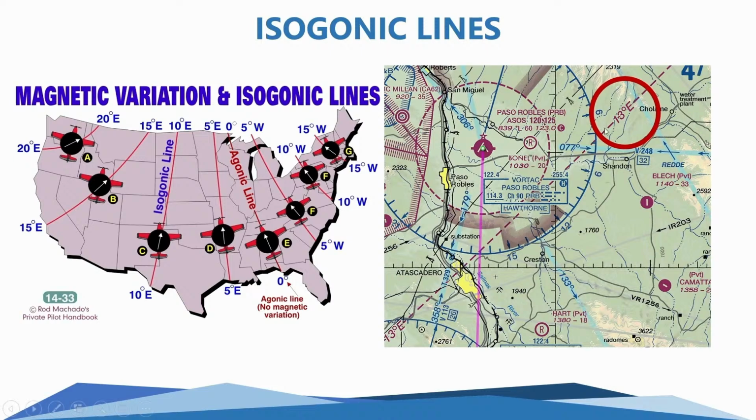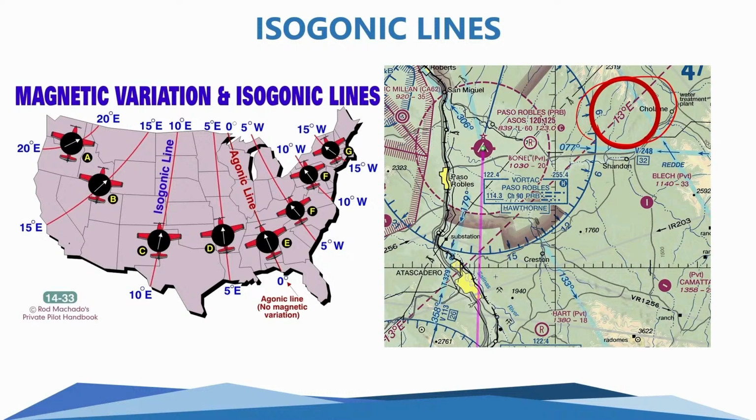Along the chart up by Paso Robles here, you're going to see that we found one that kind of slices through the airspace, and it's 13 degrees east. The easiest way to remember this is east is least and west is best. So if you have an easterly variation, you're going to subtract the value. If you have a westerly variation, you're going to add the value. Okay? East is least and west is best. So what we do from this point is we're going to apply this value to our entire flight.